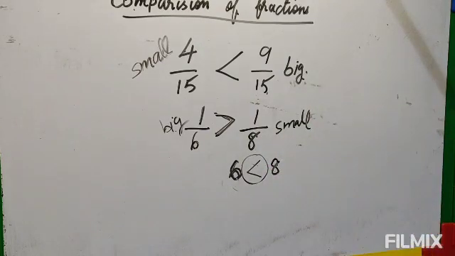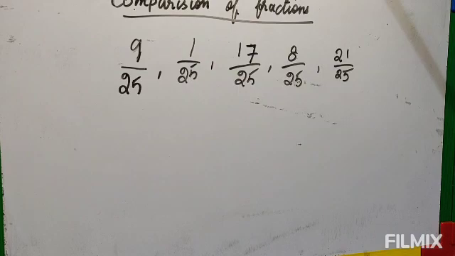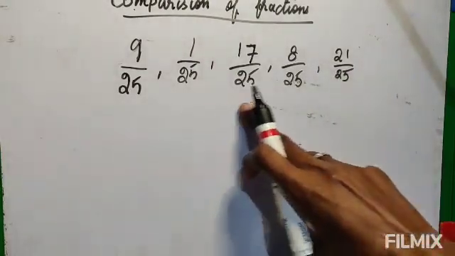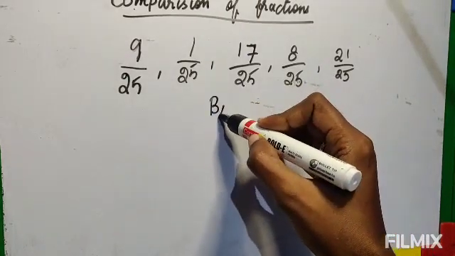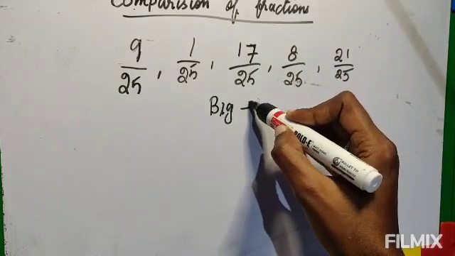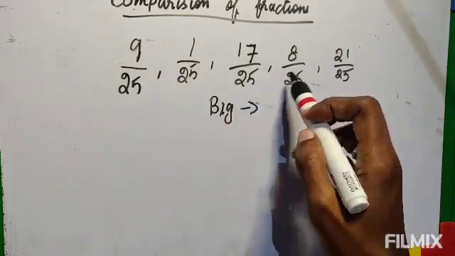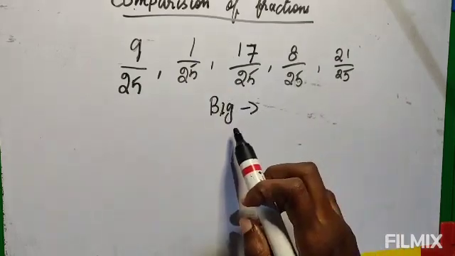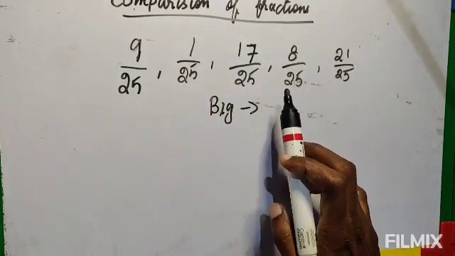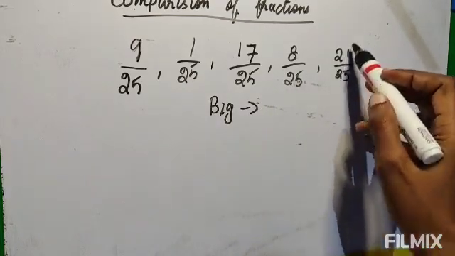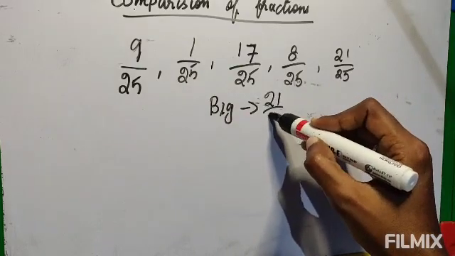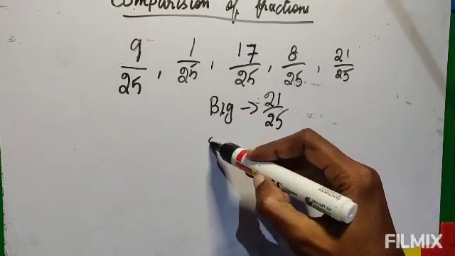You can also do the exercise, where some questions are asked. So be careful and answer carefully. Here I have written 5 fractions and you can see all the denominators are the same, so they are like fractions. Here you have to write the bigger fraction. If the denominator is the same, you compare the numerators, and the bigger numerator gives the bigger fraction. Here the bigger numerator is 21, so 21 by 25 is the big fraction.